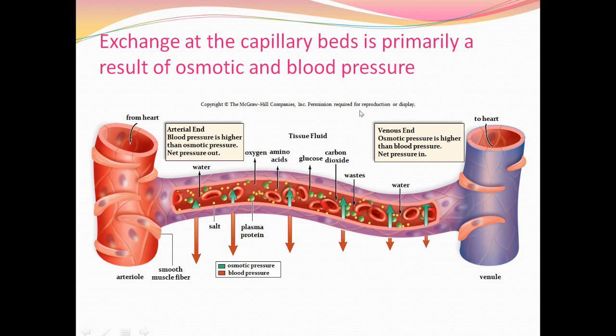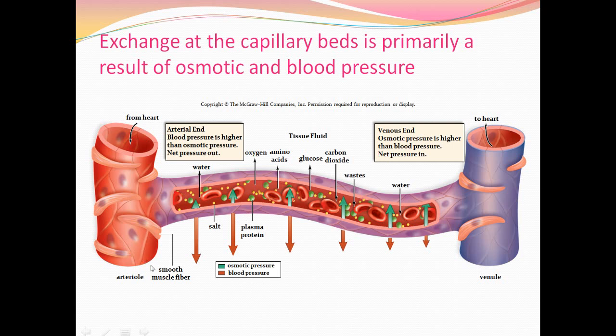All right, now, how does exchange at the capillary beds take place? The main way it takes place is due to the osmotic pressure of the blood and the hydrostatic pressure of the blood. When the blood comes into the arteries, the blood pressure is really high, and it's going to force things out into the tissue.